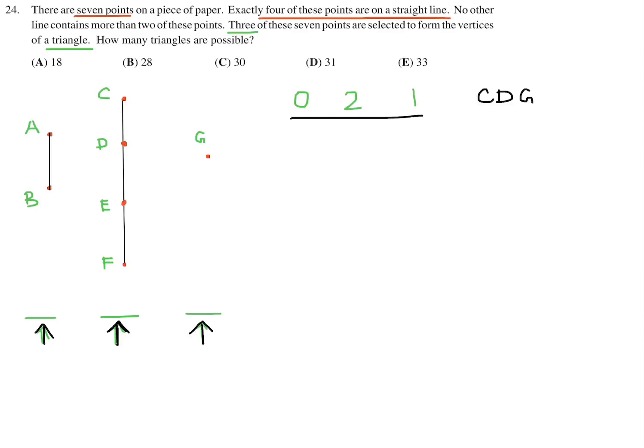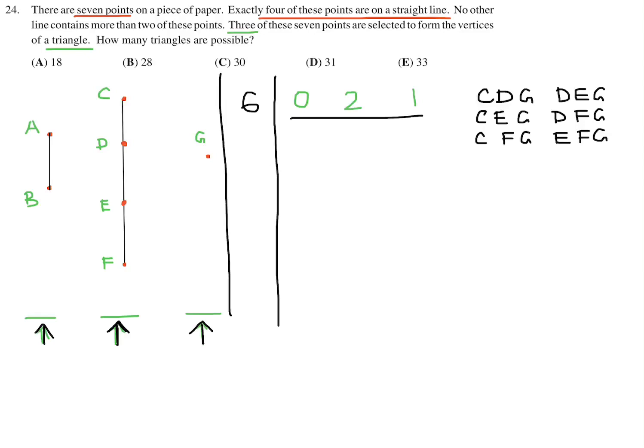So C, D, G, C, E, G, C, F, G. And then D, E, G, D, F, G, and then finally E, F, G. All right? So I hope you understood how I did that. And this is a total of 6 triangles. And just make a little table there, like that. So we got 6 so far.